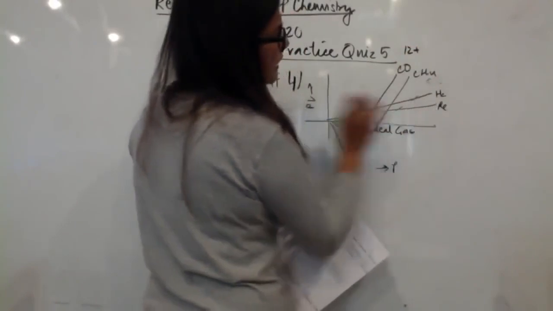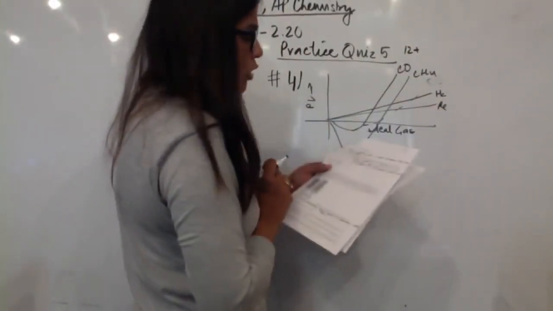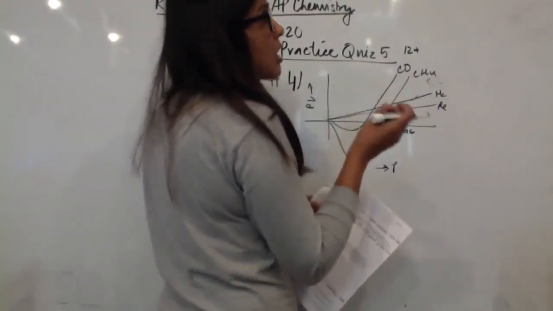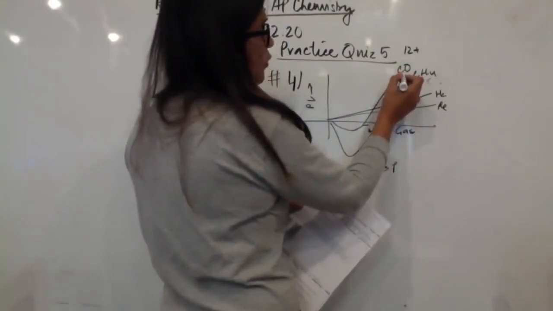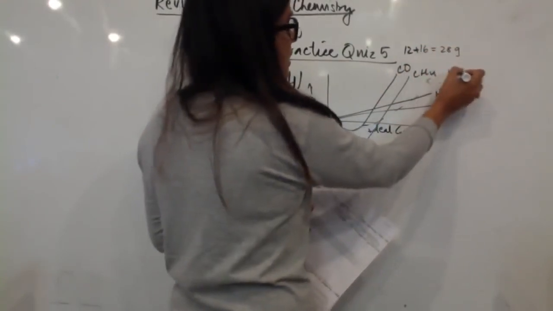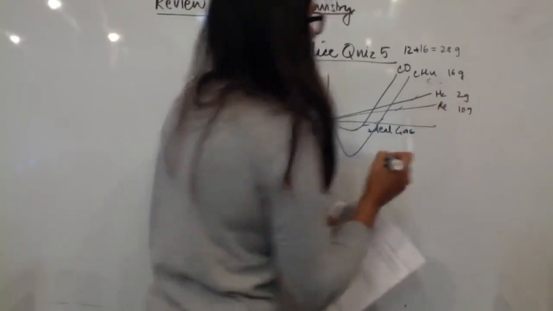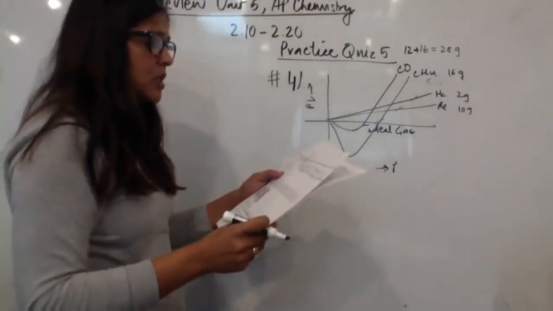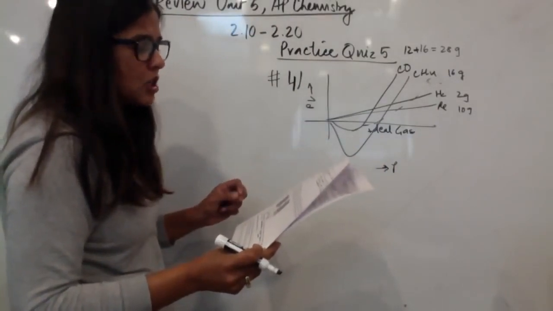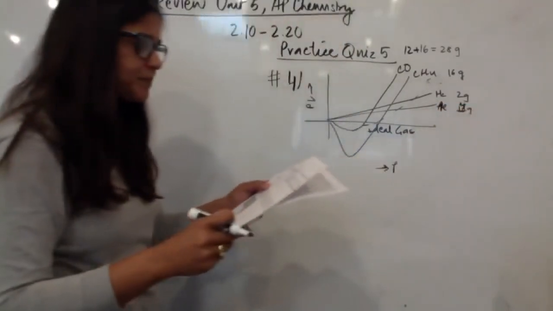You identify that all of these have London dispersion forces. There is no other force of attraction. And London dispersion forces are stronger with larger molar mass. So if you look at the molar mass, 12 plus 16, it's 28 grams. This is 16 grams. This is 2, and this is around 10. So CO will have the most deviation, followed by CH4, followed by H2 and HE. This is not NE, this is HE, so this is 4 grams.